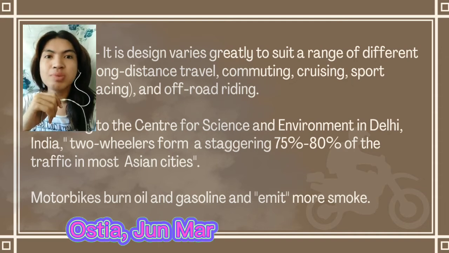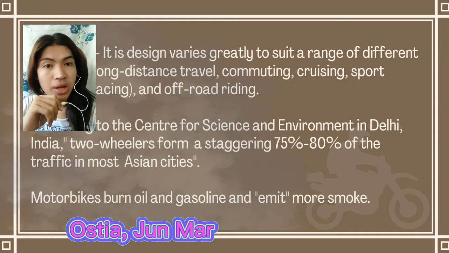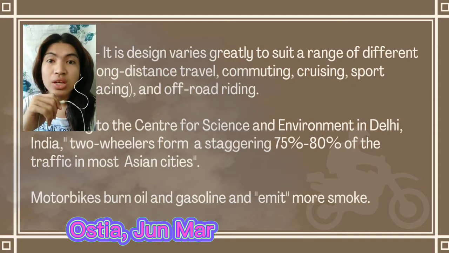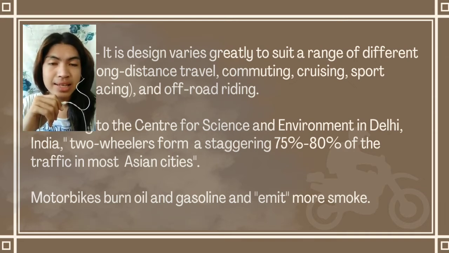The other mode of transportation that the poor can afford is the motorbike, also called the 2 or 3-wheeled vehicles. When we say motorbike, its design varies greatly to suit a range of different purposes, for example, long distance travel, commuting, cruising, sports, including racing, and off-road riding.